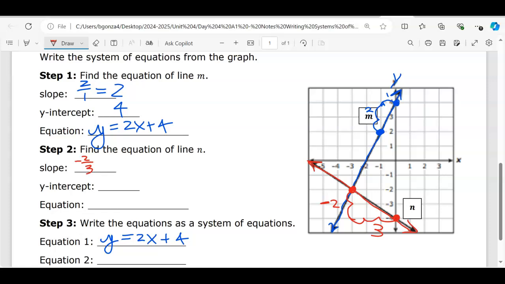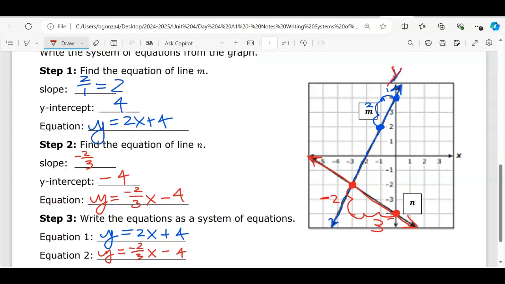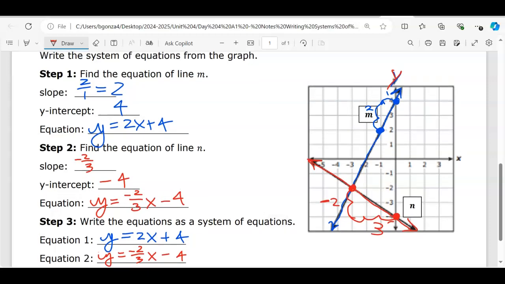It doesn't reduce, but you can always try it in Desmos. And then where does it touch the y-axis? Boom. At negative 4. So if I have my slope and my y-intercept, I can rewrite it as y equals mx plus b. Y equals negative 2 over 3x minus 4. And you can write it in the second equation down here. Okay.